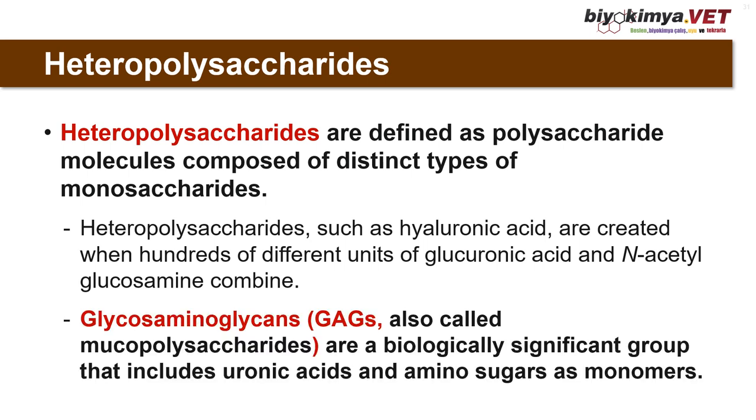And glycosaminoglycans, shortly GAGs, also called mucopolysaccharides. This is the former name, but now we prefer to use the term glycosaminoglycans. The GAGs are a biologically significant group that includes uronic acids, either glucuronic acid or iduronic acid, and amino sugars as monomers. Due to the uronic acids and the acidic character of the structure, they were called mucopolysaccharides. But this is the former name. Now we use glycosaminoglycans, the GAGs.